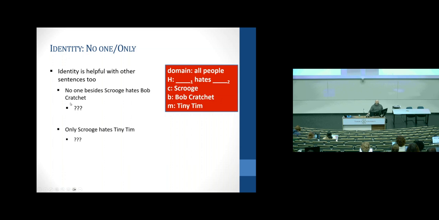But we can use identity to express other things. So if we wanted to say, no one besides Scrooge hates Bob Cratchit, how would we say this? No one besides Scrooge hates Bob Cratchit. Well, we can literally hear this as, it's not the case there's someone who's distinct from Scrooge that hates Bob.